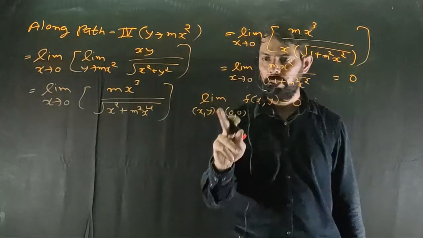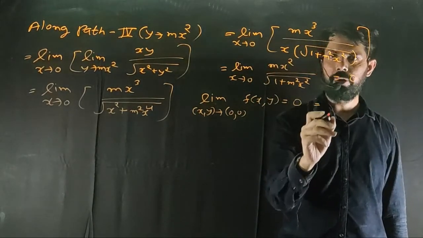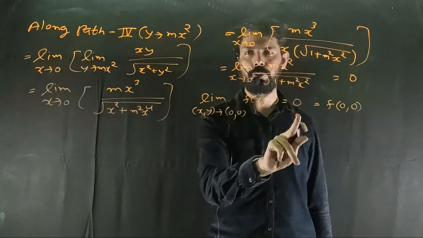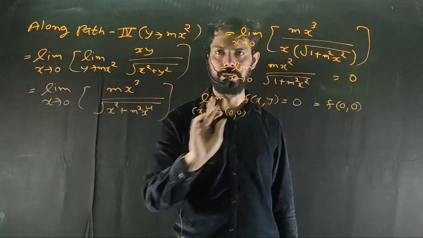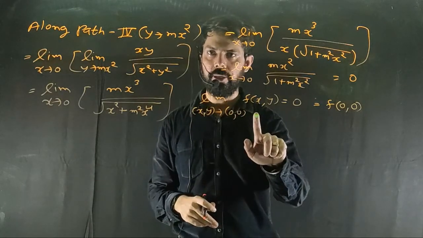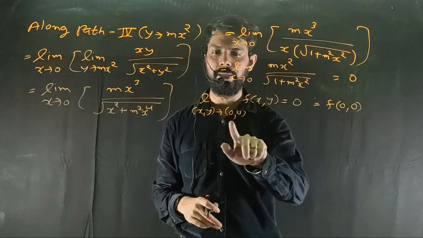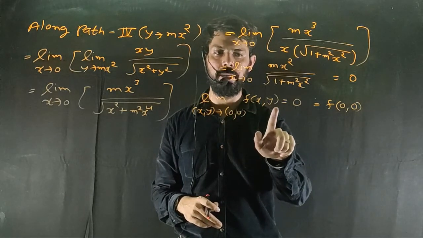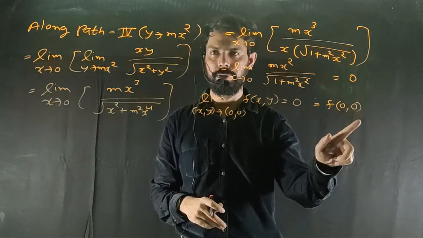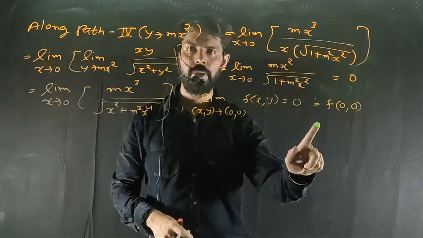So here limit of function is 0 and value of function at origin, that is 0, 0 is also 0. It is given in the question. Okay. Therefore, we can say that given function is continuous at origin because limit xy tends to 0, 0 f of xy is equal to 0 is equal to f of 0, 0. Okay. Therefore, function is continuous at origin.